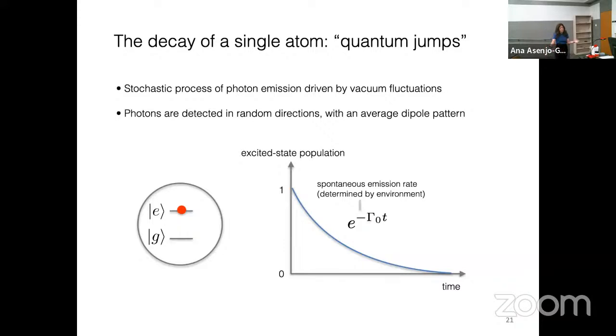And so again, we have a situation with a lot of stochasticity because it's an open quantum system, and photons are detected at random times, but are also detected in random directions. And when I average over all directions, I should recover a dipole emission pattern. Okay, so this is the picture of a single atom doing a quantum jump.